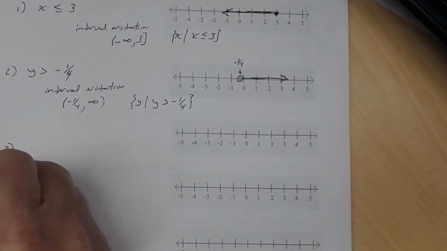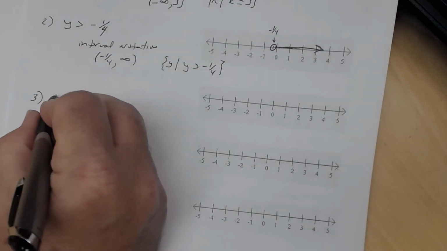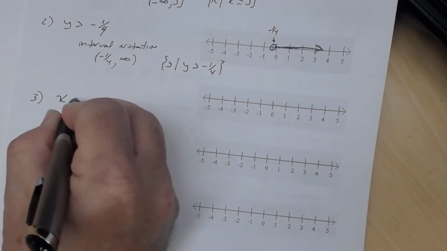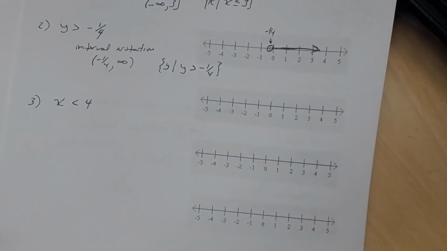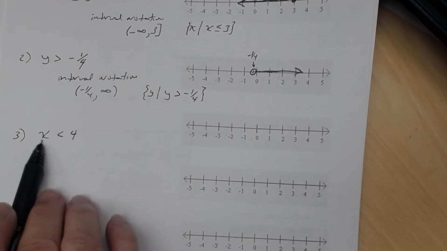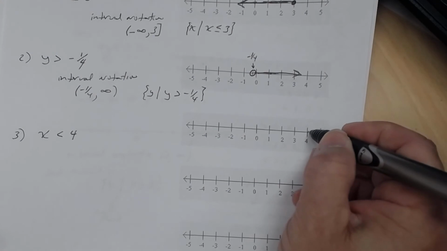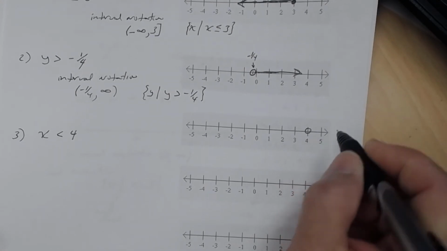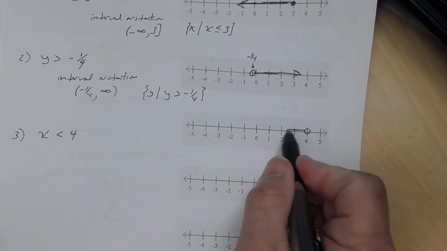All right, number 3. All right, now suppose you had x is, let's say, less than 4. X is less than 4. All right, so again, I'm trying to graph the solutions that are less than 4. So since there's no equal sign, you're going to put an open circle on 4, and you're graphing all the numbers that are less than that. So you can go to the left, just like this.